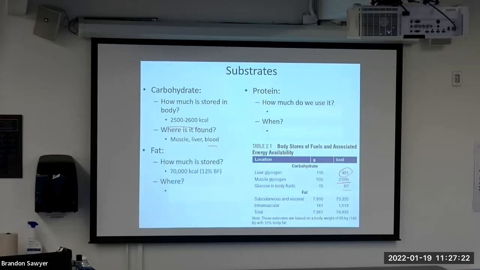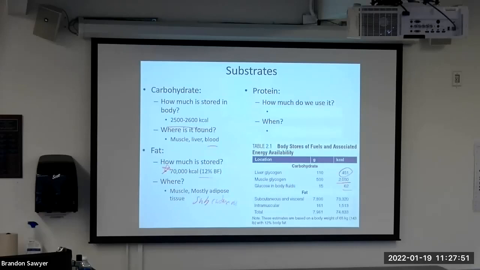For somebody who's about 70 kilograms and 12% body fat, which is pretty lean, they still have around 70,000 calories of fat in their body. So this is our primary way to store energy in our body, no question. Most of this is in our subcutaneous adipose tissue, the fat that we can feel right underneath our skin. And then we've also got visceral fat around our organs.